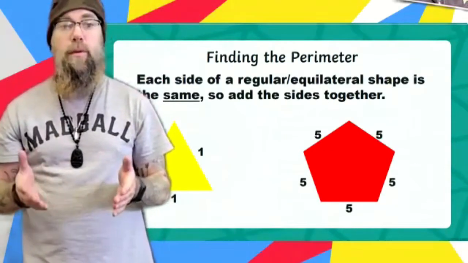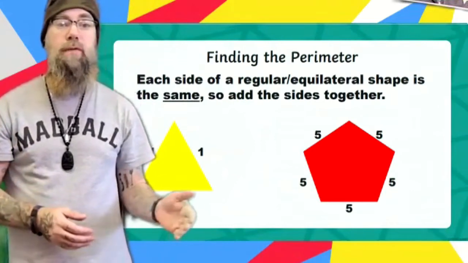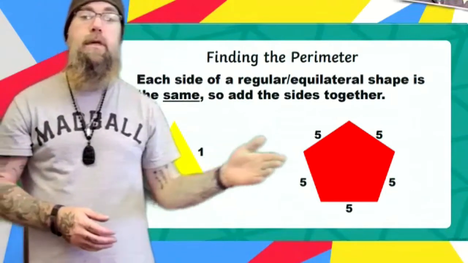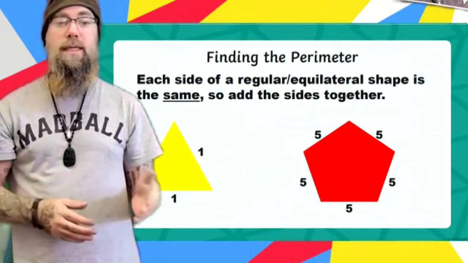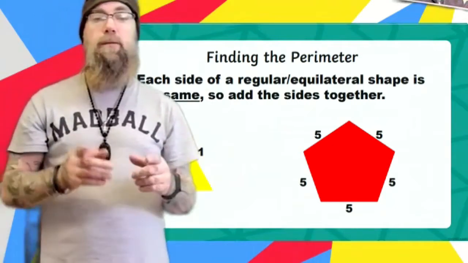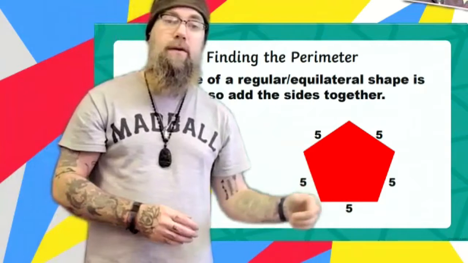So how do we find the perimeter? Well, the perimeter is the measure of the length of the distance around each shape. So all we need to do is add the length of each side together. If we do that, we'll find the distance around that shape.